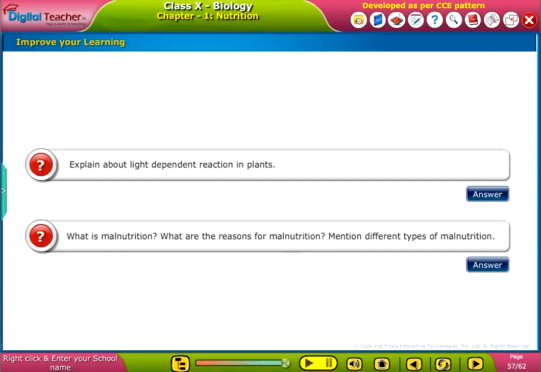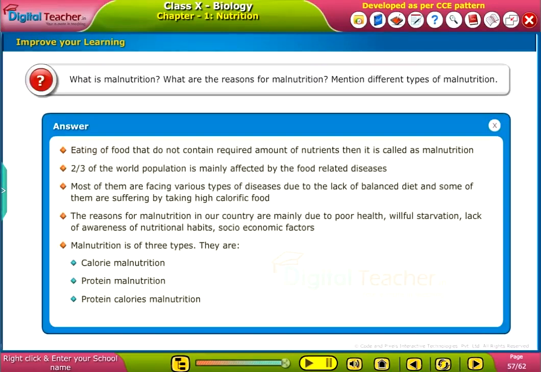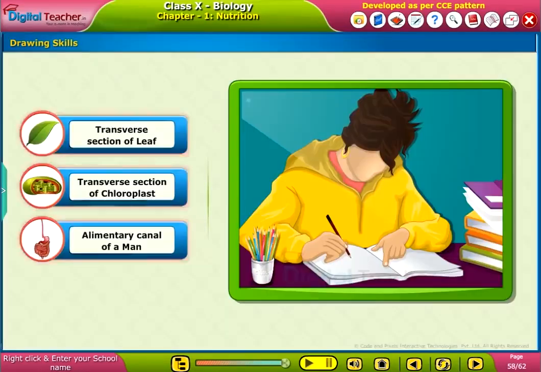Read the questions and attempt the answers on your own. You can click answer for your reference. Drawing skills. The drawing section helps you to sketch images in a step-by-step manner. Click each tab to know more.